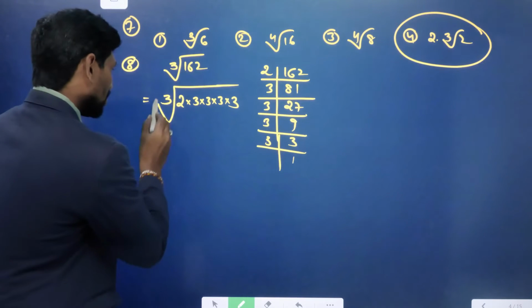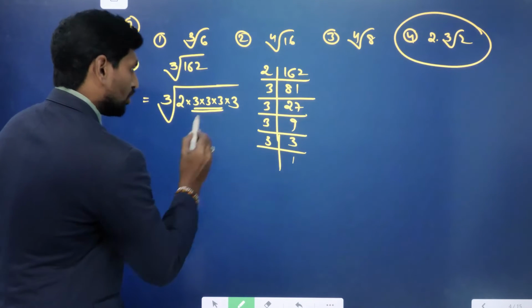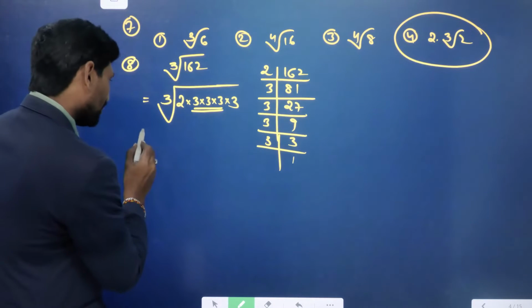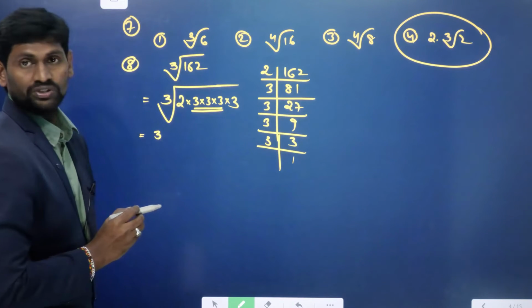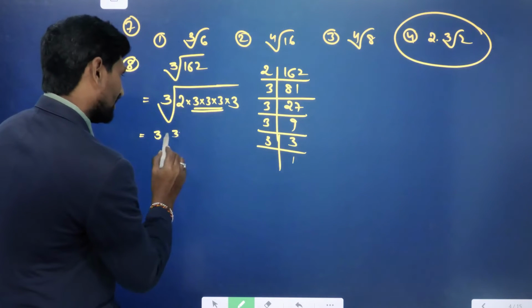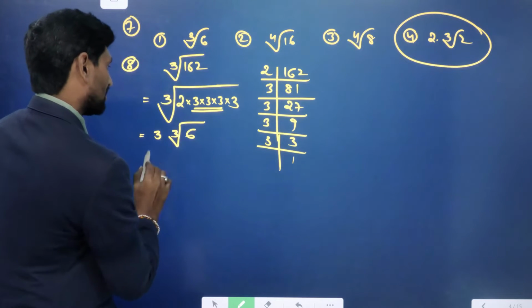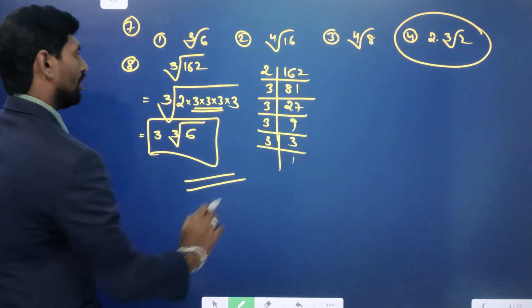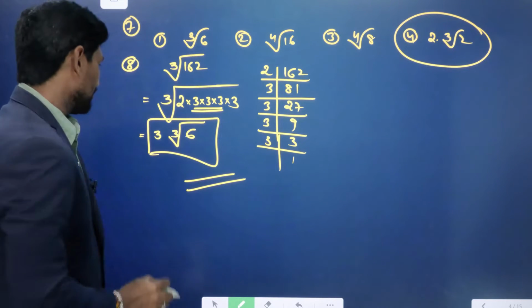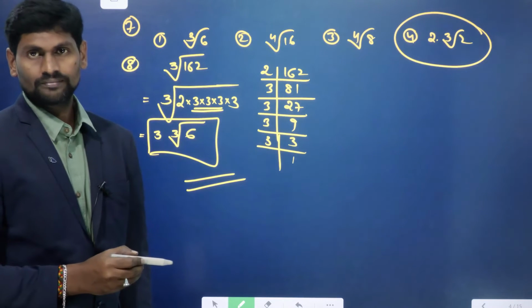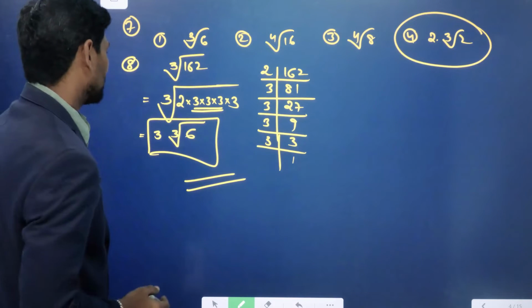Okay? So cube root means among these three same numbers, only one number will come outside, and the remaining two stay inside. So it is cube root of 2 into 3, that is 6. So this is the simplest form of cube root 162. That means 3 into cube root 6. Okay? That is our required answer.